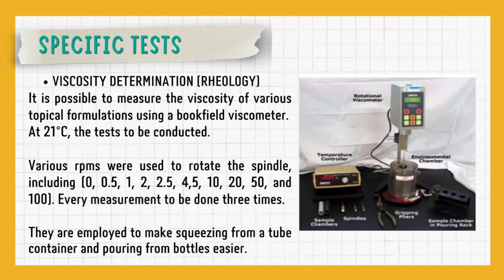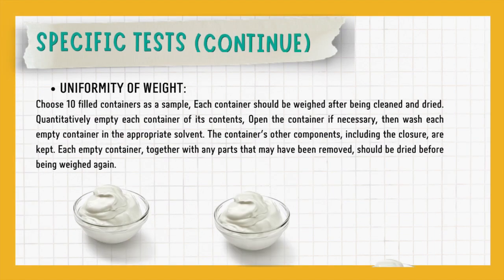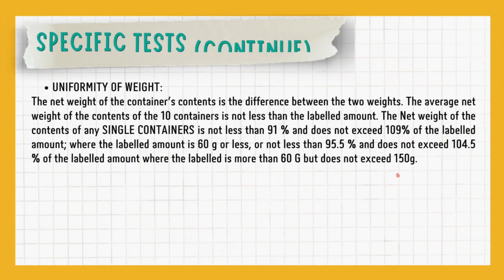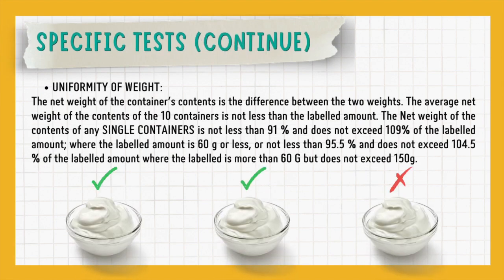Uniformity of weight. Choose 10 filled containers as a sample. Each container should be weighed after being cleaned and dried. Quantitatively empty each container of its contents. The container's other components, including the closure, are kept. Each empty container should be dried before being weighed again. The net weight of the container's contents is the difference between the 2 weights.